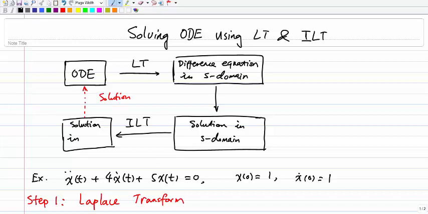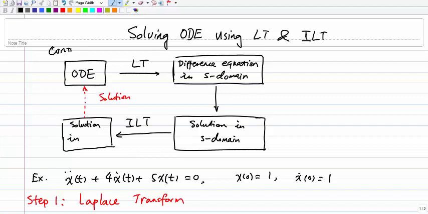Okay, in this video I'm going to talk about how to use the Laplace transform and inverse Laplace transform to solve ODEs, ordinary differential equations. As I mentioned in the beginning of this class, the goal of using the Laplace transform and inverse Laplace transform is to find a solution to an ordinary differential equation, which typically can be used to represent a control system. So this is for a given control system.